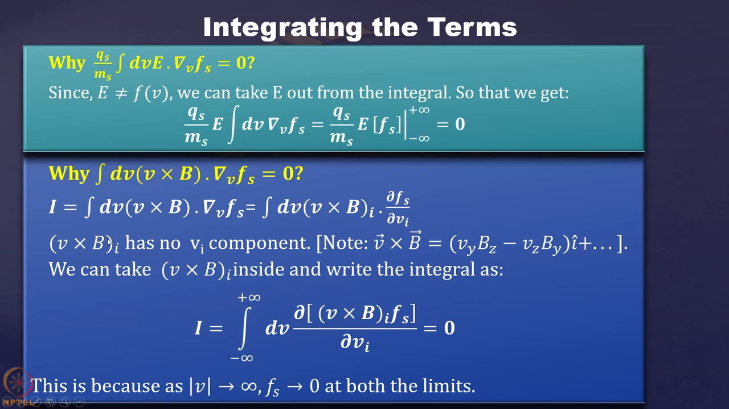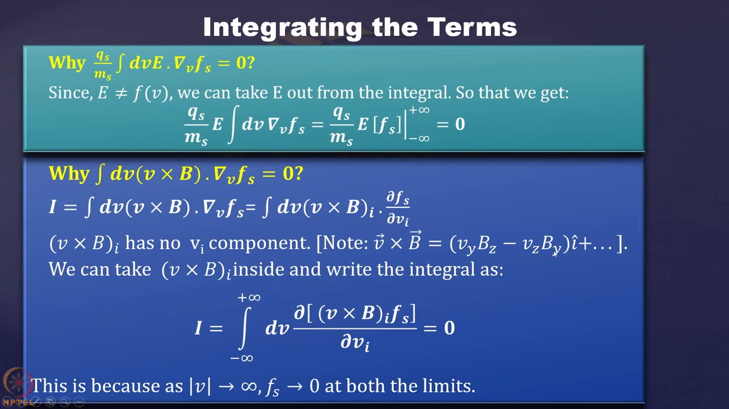But here we have done it in a very smart way. You have noted that V cross B really doesn't have any Vi components, like I have shown here: the ith component is Vy Bz and Vz By. It is really not containing any of the x components. So when you are integrating del Vx, you can well include it within that, because it is not having any Vx component.